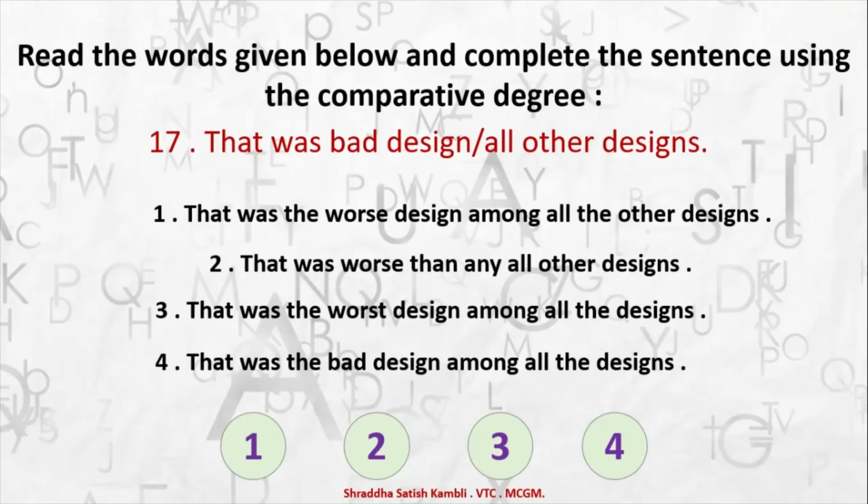So which do you think is the right answer? It is option number 1. The third one is also right grammatically, but here we are looking for the comparative degree. We are not looking for the superlative degree. Worst is the superlative degree. That is why the first one is right.